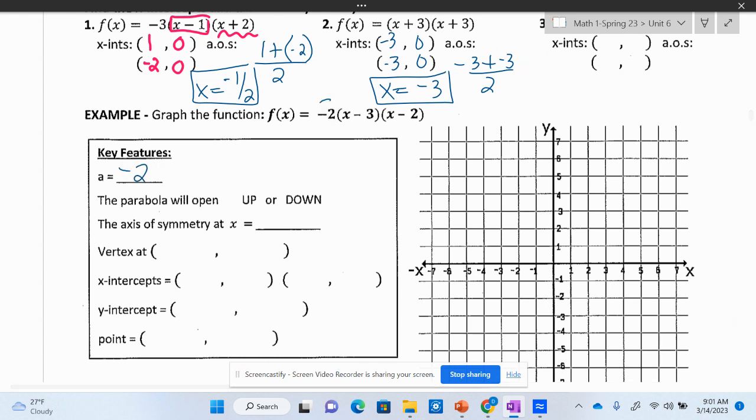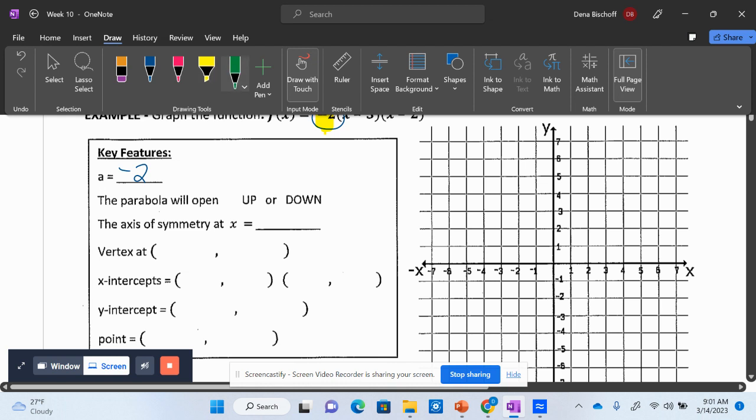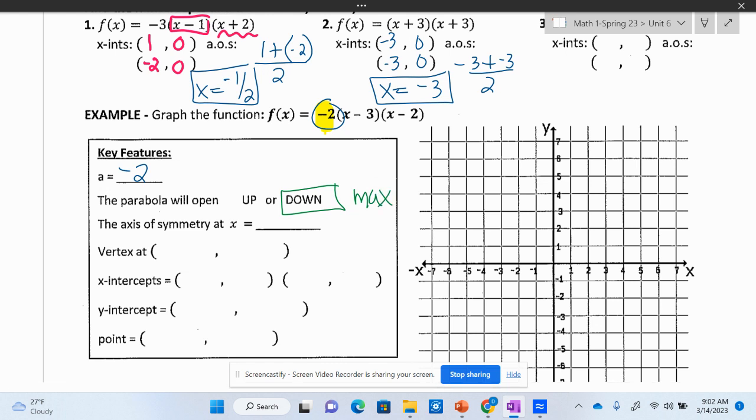So because a is -2, is that graph going to open up or down? It's going to open down. And is it going to have a maximum or a minimum? It's going to have a max. It asks you for the axis of symmetry. So we have to talk about the two x-intercepts. What are the two x-intercepts? Yeah, it's 3, 0 and 2, 0.